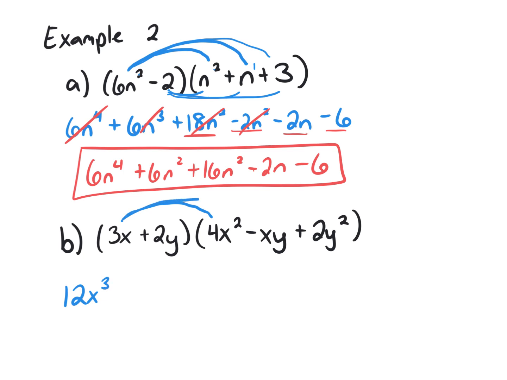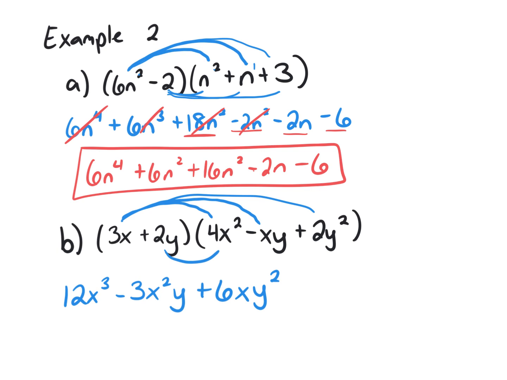Again, take this one at a time. 3 times technically a negative 1 there. Negative 3. We take x times x, which is x squared. And then, yeah, this y that's here, we're just going to tag it at the end. And then do the same thing here. What's 3x times 2y squared? 6x y squared. Good. What do I do next? You do the same thing with 2y. Yeah, I do the same thing with 2y.